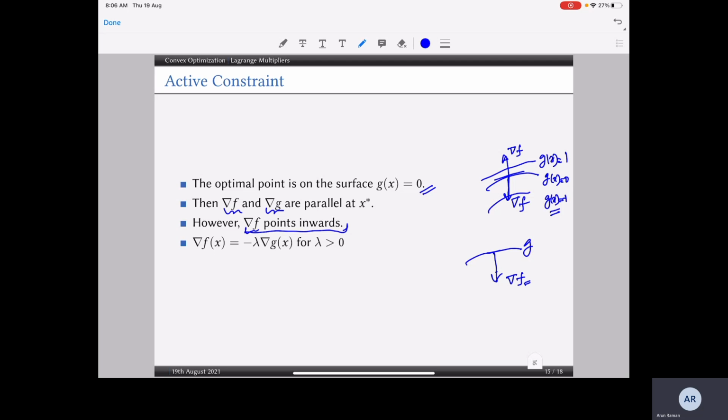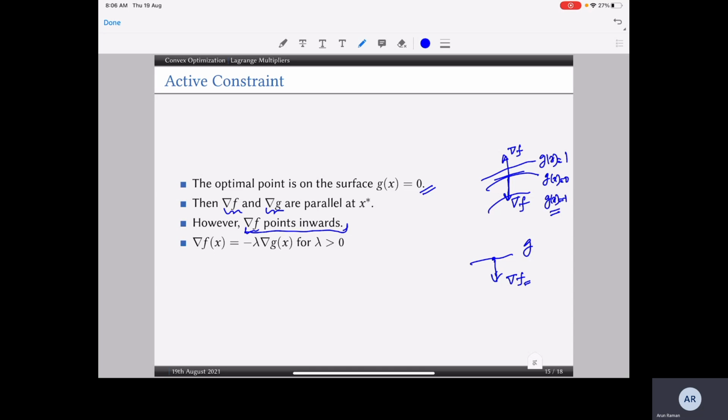So if the constraint is active, then if we move inside, the value of f increases. But since we want to minimize it, we will not move inside. The gradient in this case will point inward, and we will stay at the boundary. Okay, I think this is clear. Just think about it. If you spend some time with it, you will understand.